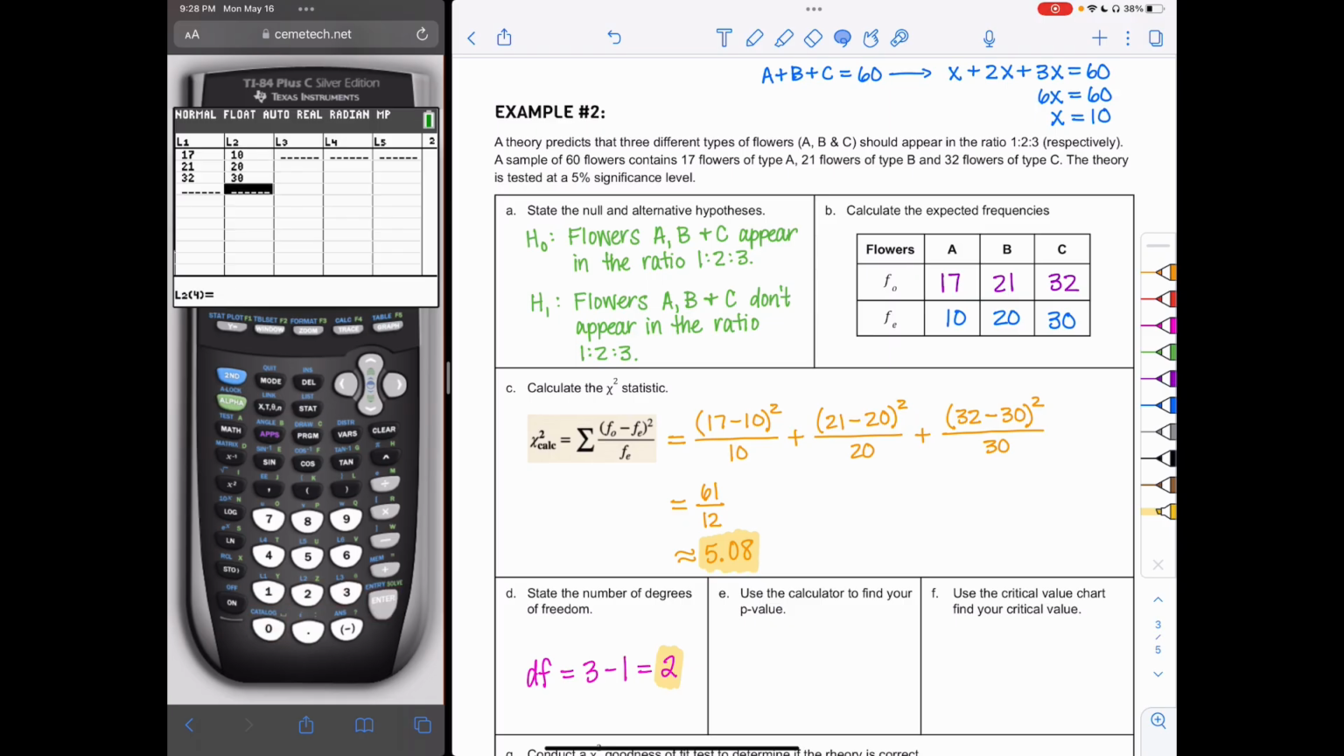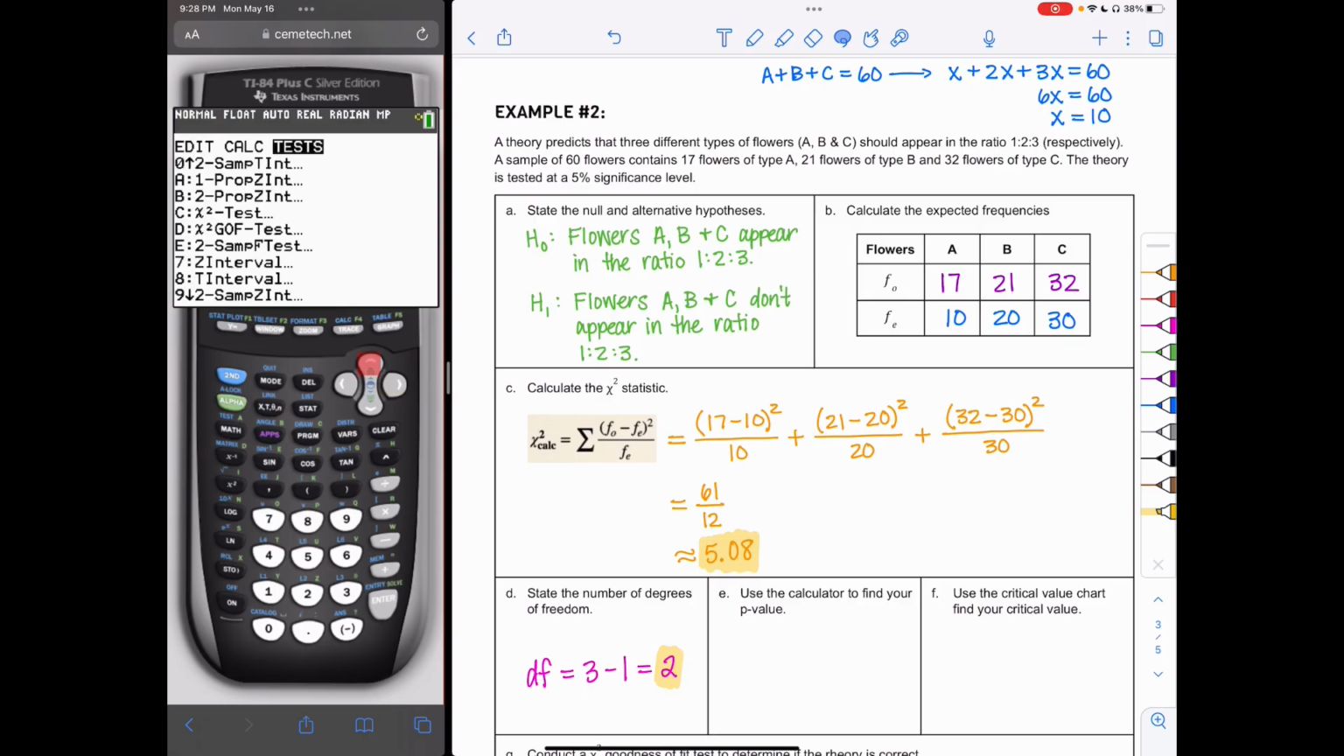Once I have my data in, I'm going to press Stat, go over to Test, and I'm going to go to chi-square goodness of fit. And then I know that my observed frequencies are coming from L1. My expected frequencies are coming from L2. My degree of freedom is 2. And then I want to calculate my information. So as you can see here, my chi-square calculation or statistic is indeed 5.08.